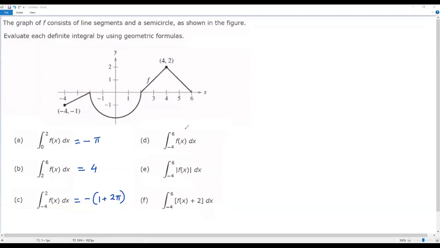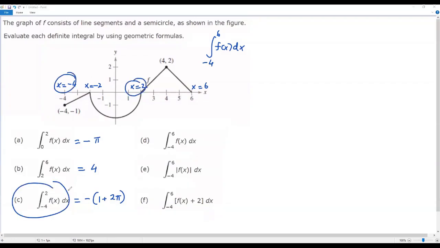In part D, we have the integral from negative 4 to 6 of f of x dx. Let me write this integral as it is. So when I go to the given figure from x equals negative 4 to x equals 6, all the three regions are covered. From x equals negative 4 to negative 2, we have the first region. From x equals negative 2 to positive 2, we have the second region, that is the area of the semicircle. From x equals 2 to x equals 6, we have a triangle. But we already got the area from x equals negative 4 to x equals 2 in part C.